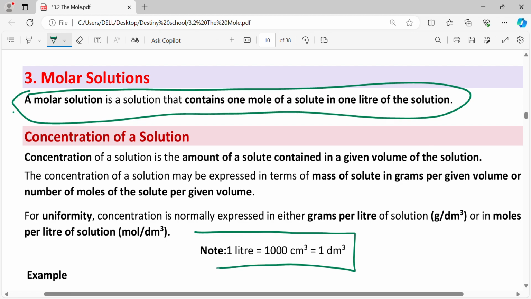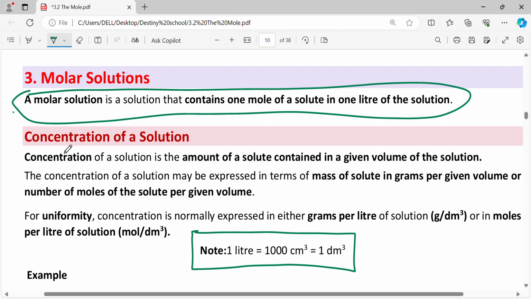Look at the conversion here. 1 liter is equivalent to 1000 cubic centimeters and it is also the same as 1 decimeter cubed. Good, so that is molar solutions. We'll be talking about dissolving moles in 1 liter. 1 liter is the same as 1000 cubic centimeters.